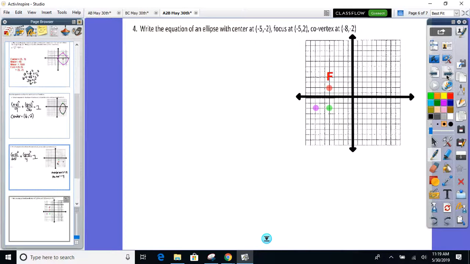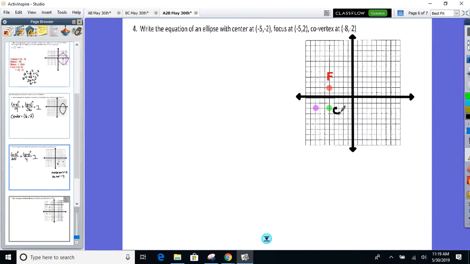All right, let's see if I can get you now. Now I'm going to throw a focus in there. So I'll give you guys a second. Go ahead and graph it. This one's going to be a little tougher.